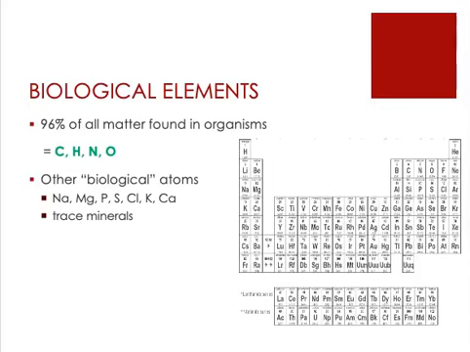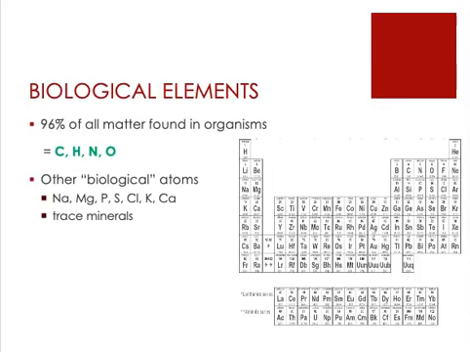In fact, if you look at all of the living material on planet Earth, about 96% of it is made up of only 4 elements. And I have those 4 listed here. C for carbon, N for nitrogen, H for hydrogen, and O for oxygen. That's it. 4 elements make up 96% of all of the matter that's found in living things.